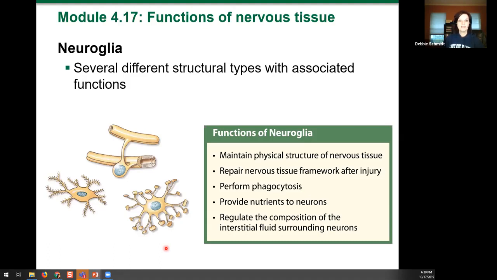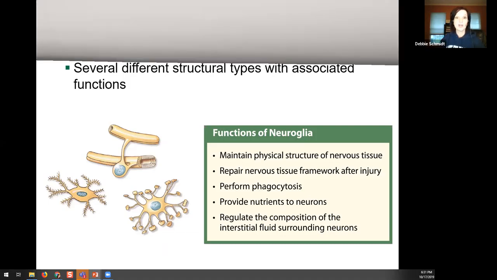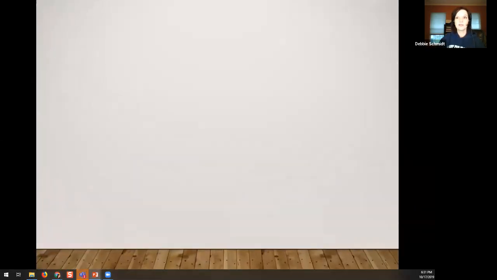They provide an important barrier, for example, between the blood and the neurons so that we can't just have like a virus easily get to those neurons. They're that important. Okay, that concludes our tour of the 4 primary tissue types.